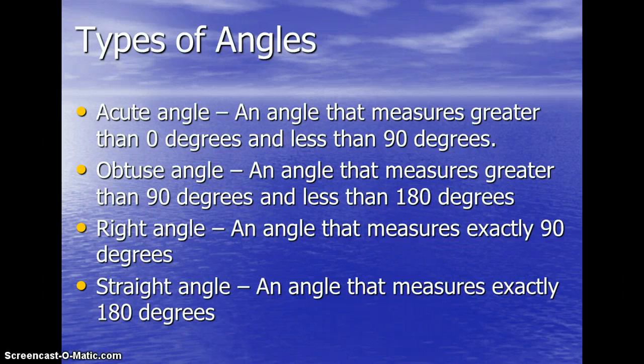An obtuse angle is an angle that measures greater than 90 degrees, but less than 180 degrees. Again, if it's 180 degrees, it's a special type of angle, and if it's 90 degrees, it's a special type of angle. Speaking of those special types of angles, we have a right angle. A right angle is an angle that measures exactly 90 degrees. Not rounded, not pretty close. It's got to be exactly 90 degrees.